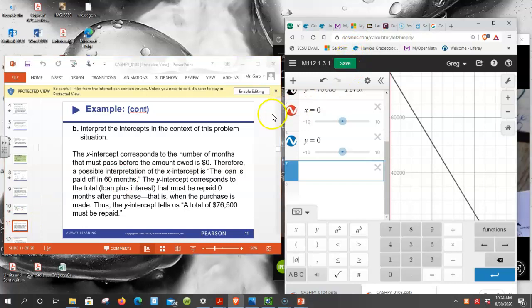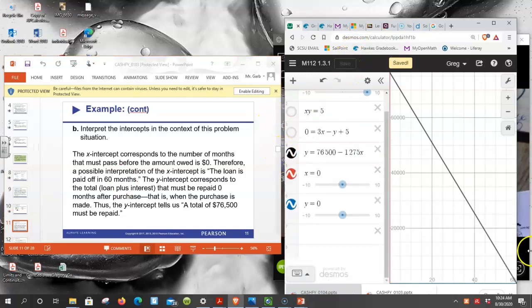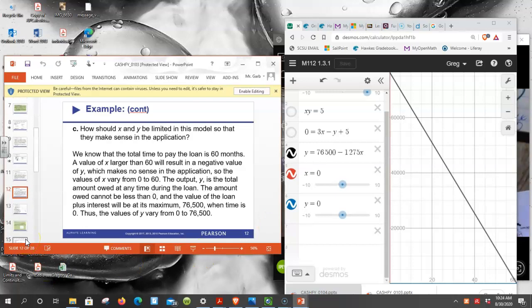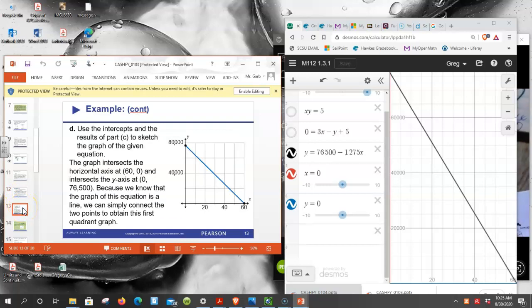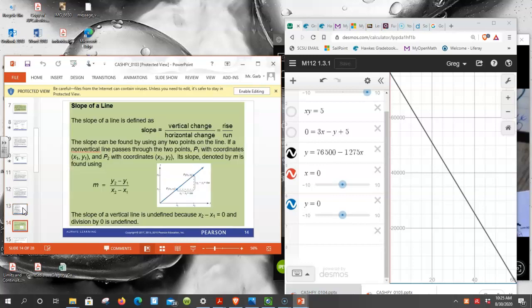That means at time 0, well, after 60 payments, your balance is 0, and this means that after 0 payments, your balance is still 76,500. That's called interpreting a point on the graph. And obviously, 60 payments, that's why we stop there. 76.5, that's why we stop there. That's what this is saying. That's our graph. Ours looks nicer.